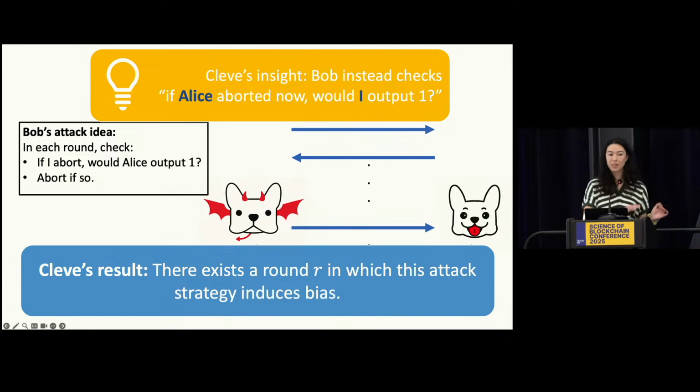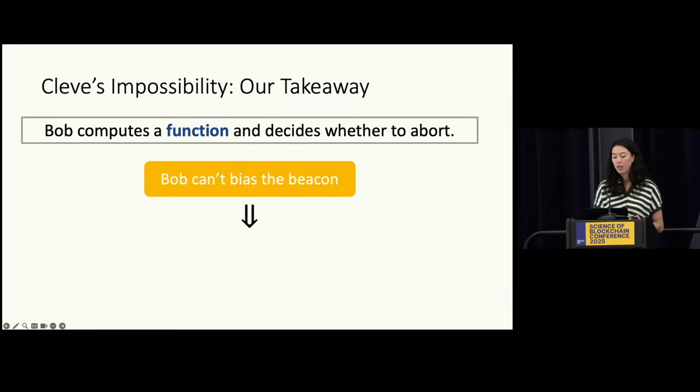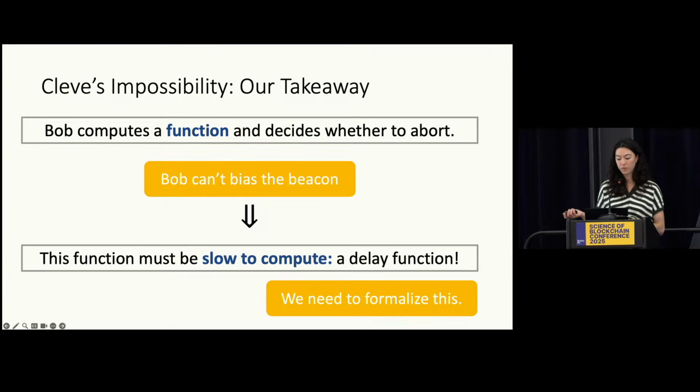Okay, so this is the main thing I want you to take away that we'll use to build the delay function. This is that there's a simple function that Bob can compute to decide whether or not to abort, and by doing so, he introduces bias. Okay, and remember we started with a protocol that can't be biased, so this must mean that Bob can't compute this function. Cleve's attack says that this function is polynomial time computable, so this must mean that Bob can compute this function, but it must be slow. It must be some kind of delay function. But we still need to formalize this.